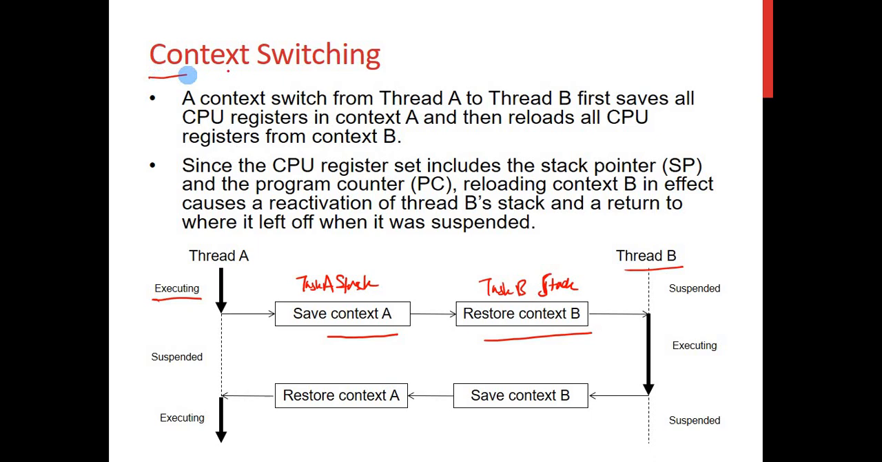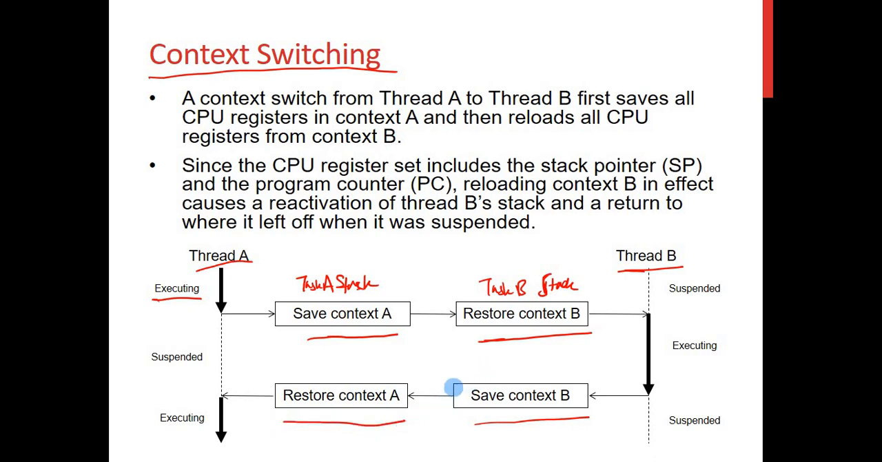This happens very regularly in most OS based systems, and it happens very fast. So even though it seems that everything is concurrent, in reality there is a lot of context switching happening in the background. For example, if I'm currently in thread A and I'm going to switch to thread B, at that point I need to save the context of task A and restore the context of task B. Then I can switch over.